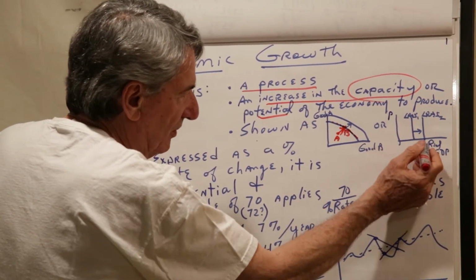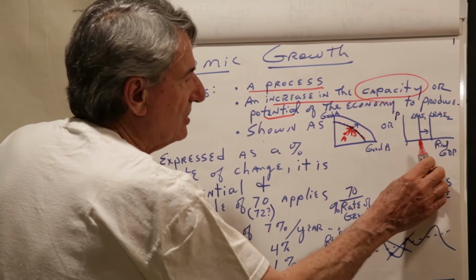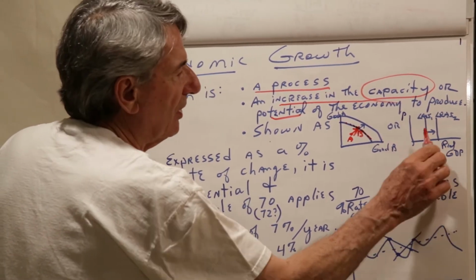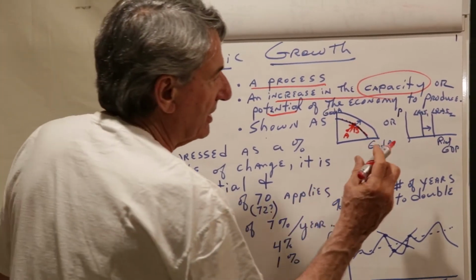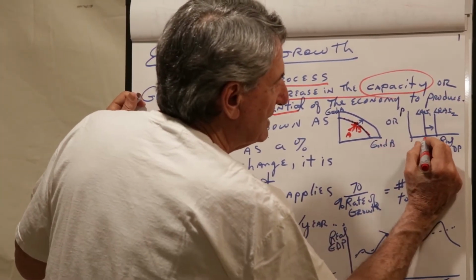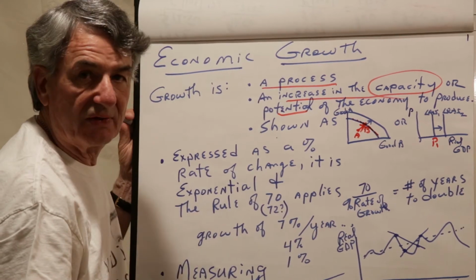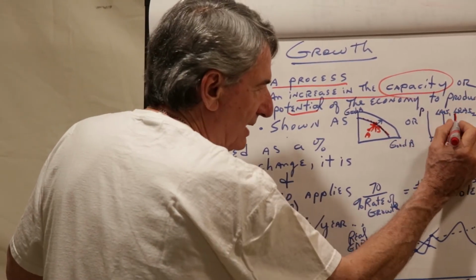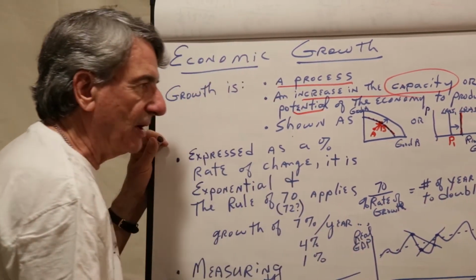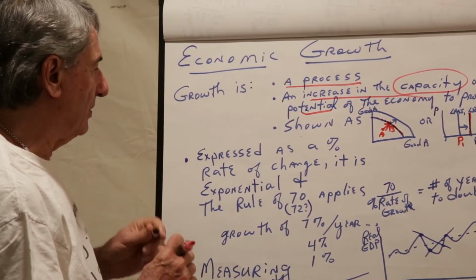And the second thing that we can show it as is a shift to the right in the long-run aggregate supply curve, because the location of the long-run aggregate supply curve shows you the potential level of output at any given time. So if the potential or capacity increases, that's a shift to the right of long-run aggregate supply, and that's economic growth as well.